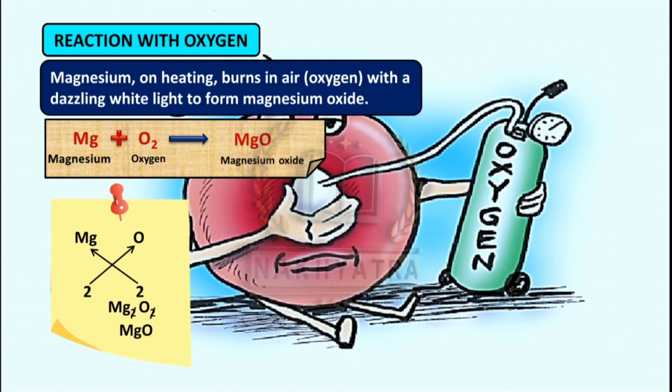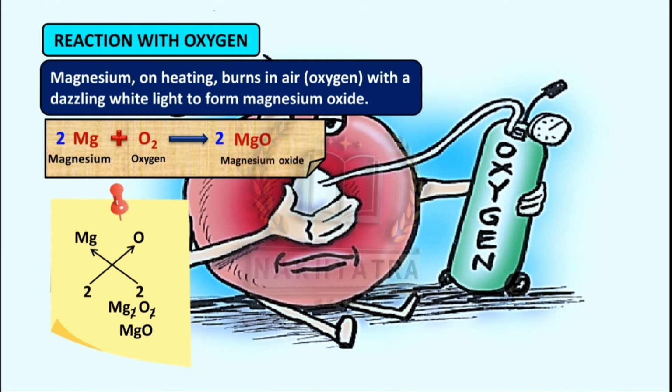Clear everyone? So now see the balanced chemical equation for the formation of magnesium oxide. So here you can see that in this reaction, 2 magnesium atoms react with 1 molecule of oxygen gas to yield 2 molecules of magnesium oxide.